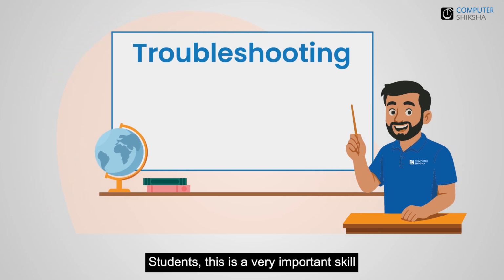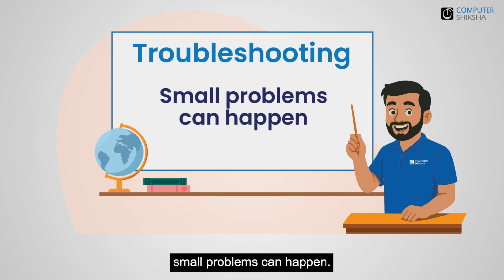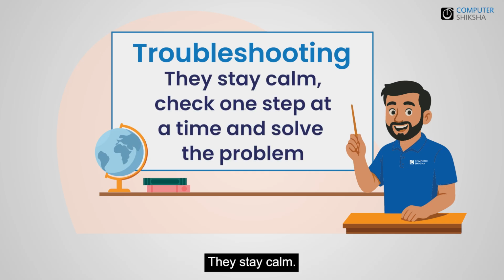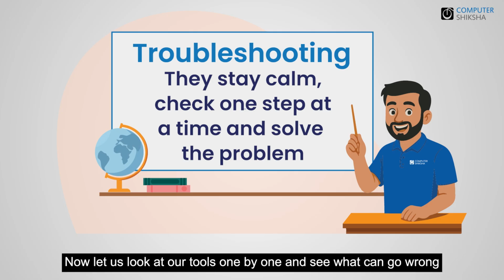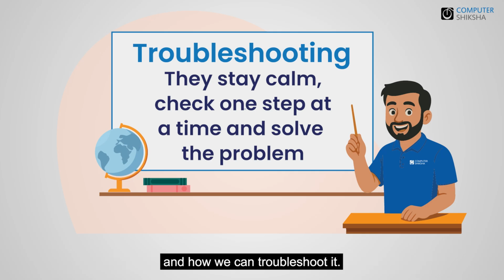Students, this is a very important skill because when we build things on a computer, small problems can happen. But good learners do not panic. They stay calm, check one step at a time, and solve the problem. And that is exactly what we are going to learn today. Now let us look at our tools one by one and see what can go wrong and how we can troubleshoot it.